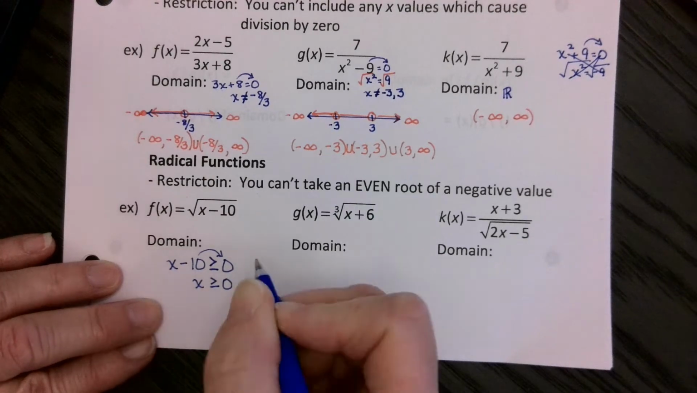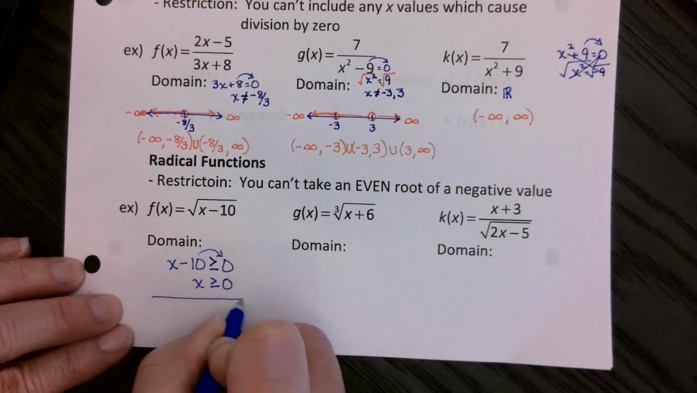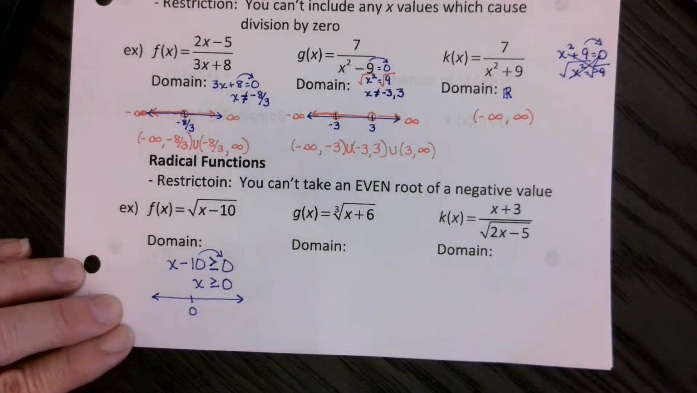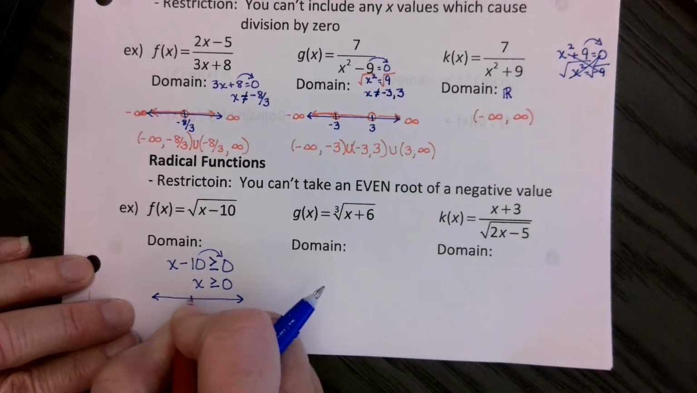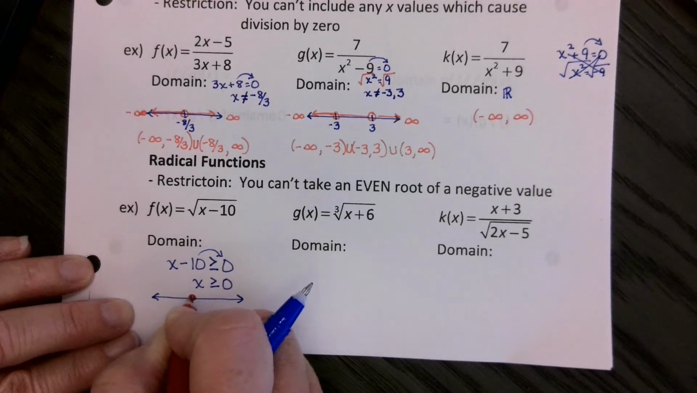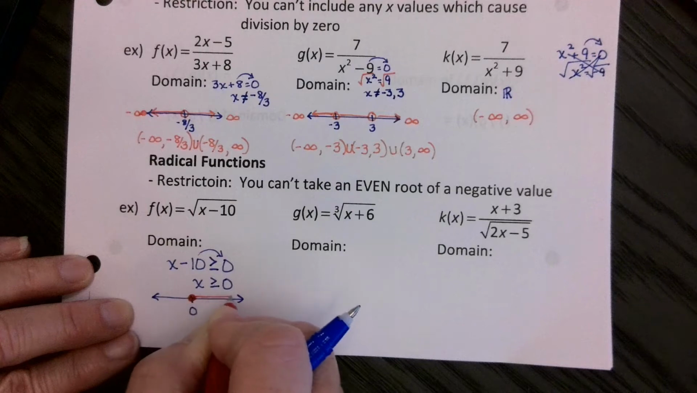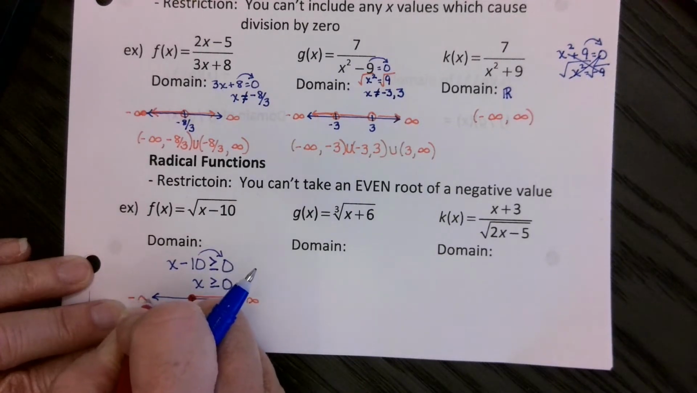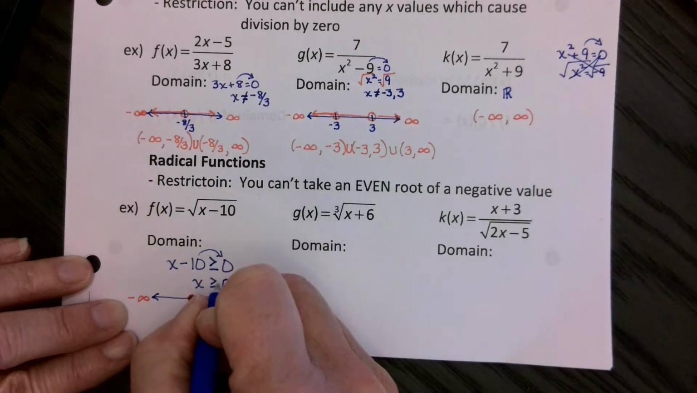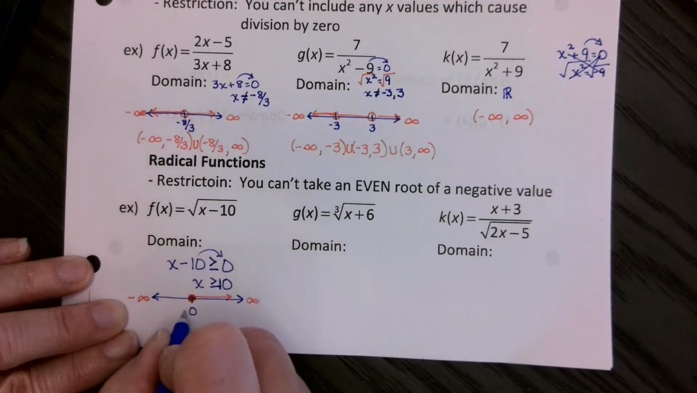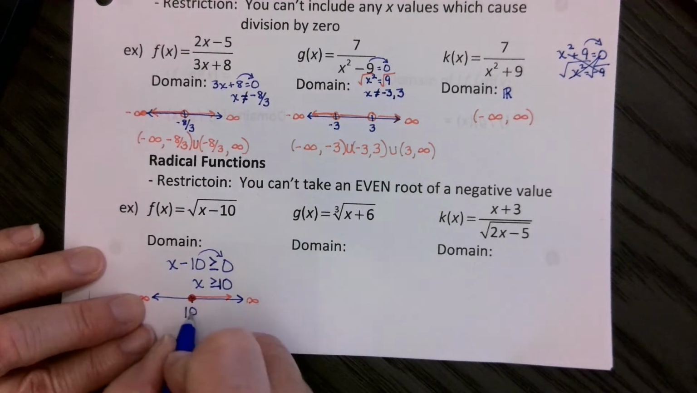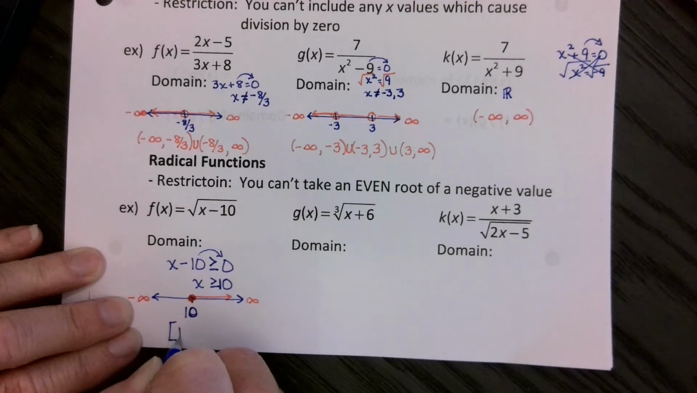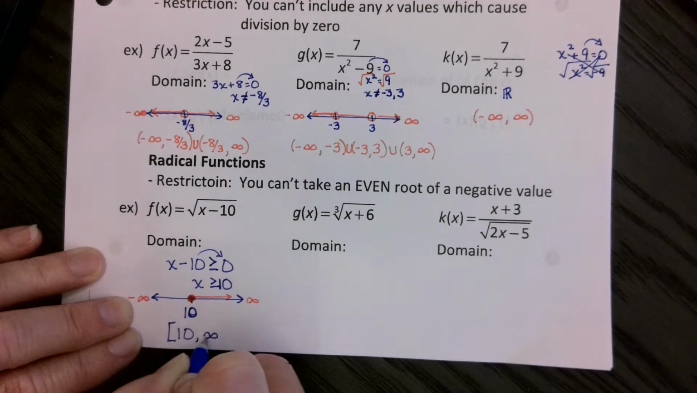Well, again, the only reason I'm showing you a number line is because some of you will have a hard time writing interval notation. It makes it easier. So it's a closed circle because it's equal to it, and it's everything to the right. And I didn't mean to put 0. This should be 10 because I took the 10 to the other side, right? So this is 10. All right, closed circle, so it's a bracket, 10 to infinity, and it's parentheses.